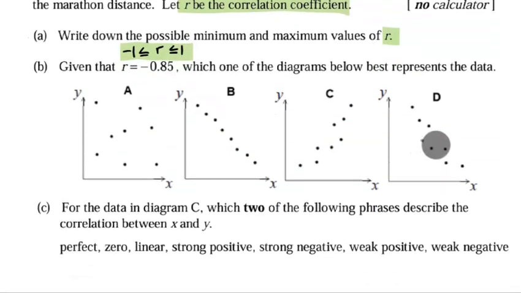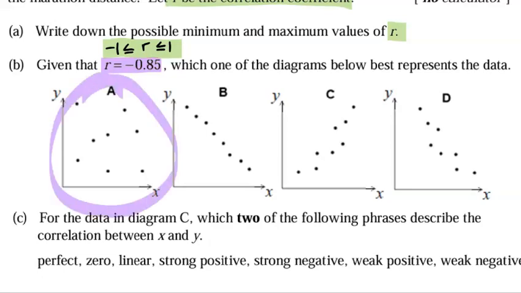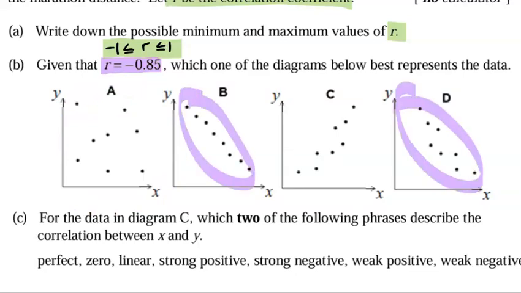And this leads us to part B. It asks, given that R is equal to -0.85, which of the following diagrams best represent the data? If we see here that it's negative, we know it should have a negative correlation. Now, if the correlation value or the R value was really, really low, then we will have a scatter graph like this, so somewhere between 0 to 0.3. 0.85, that's actually pretty strong, so we're going to be looking at something like this or something like this.